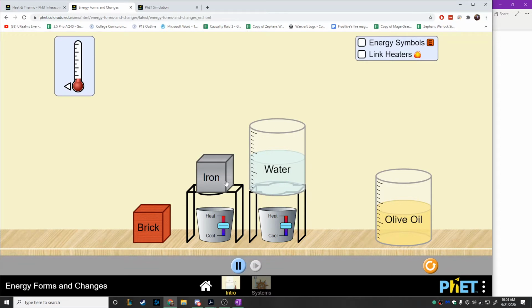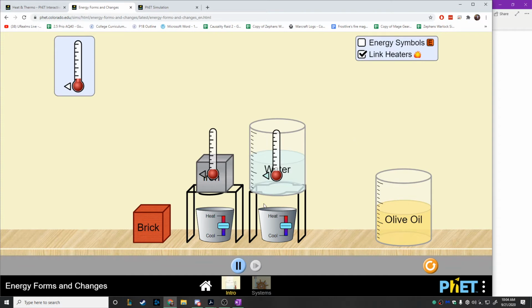So if I take the iron and the water and I put them on here, and I give both of them a thermometer, and then we'll link these two heaters so that I can cool them off at the same time. So we're going to cool these down to as low as they will go. You might have noticed the water took a little longer to get there. They were all initially at the same temperature.